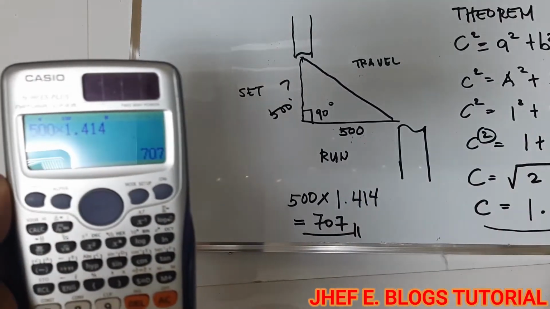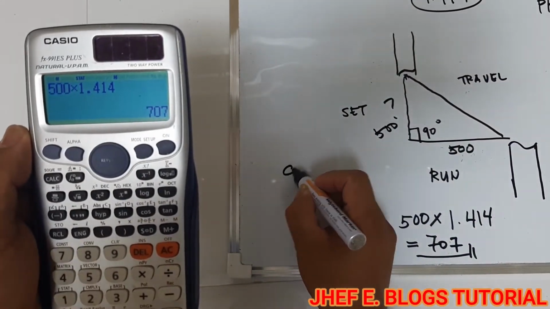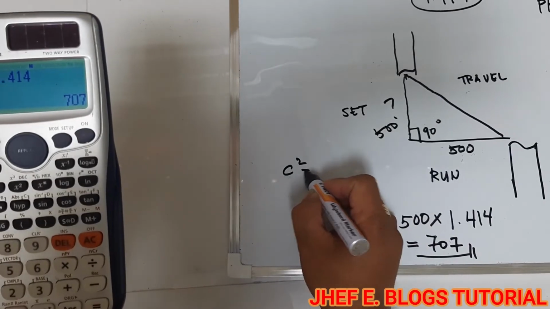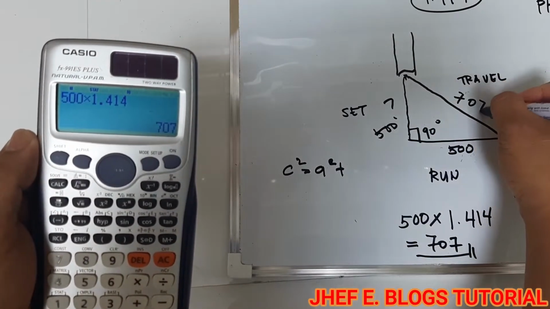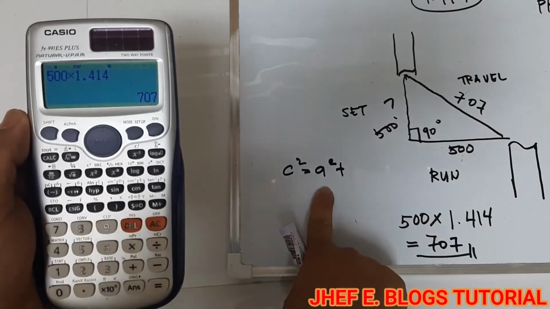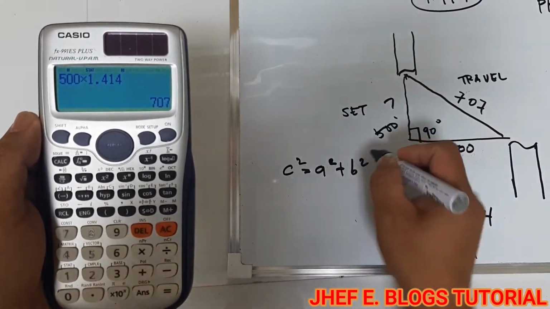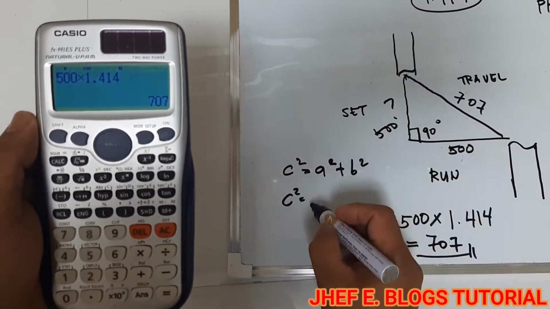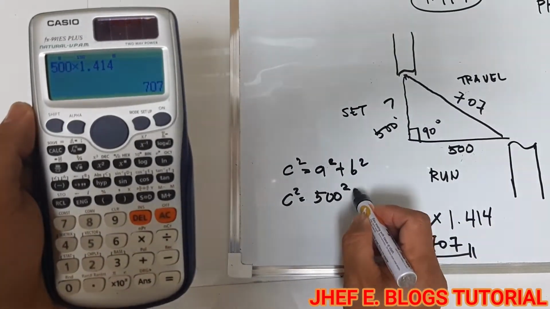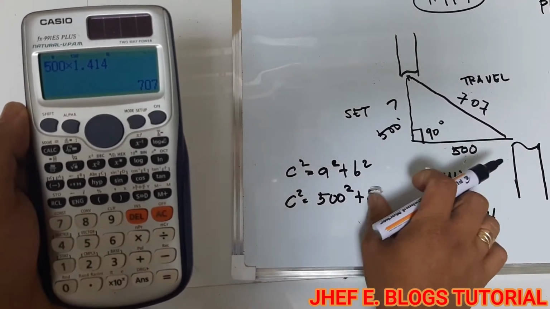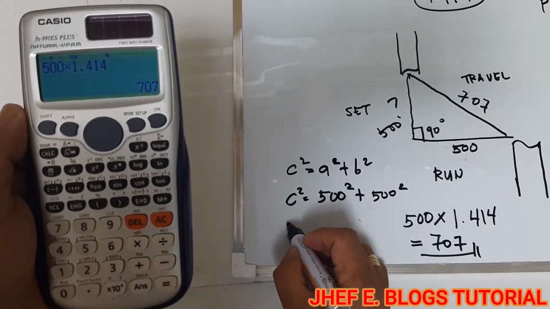Okay, 707. Now I will double check if this one is correct. This one is the short method. So C squared equals A squared, which is 500 squared, plus B squared, or 500. Okay guys, now I will calculate.